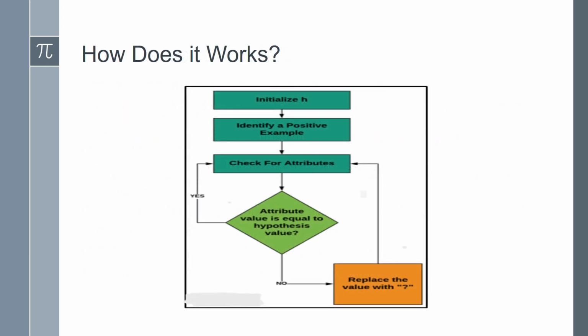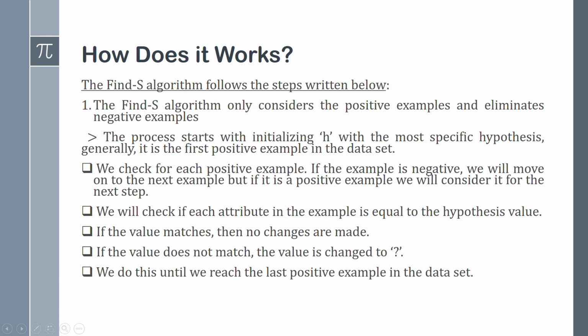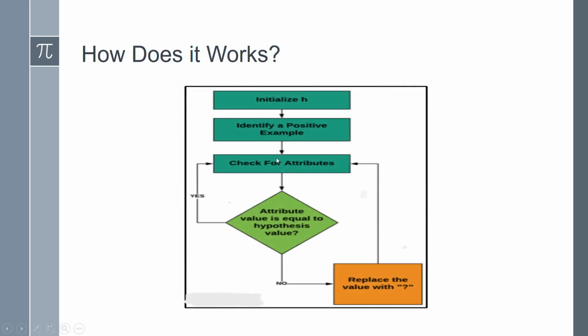Here it is given in the form of a flowchart. We are first initializing the value of h. Then the Find-S algorithm considers all the positive examples and eliminates the negative examples. First we identify the positive example and check its attribute values. If the attribute value matches the hypothesis value, no changes will be made. But if it does not match the hypothesis value, it will be replaced with a question mark.